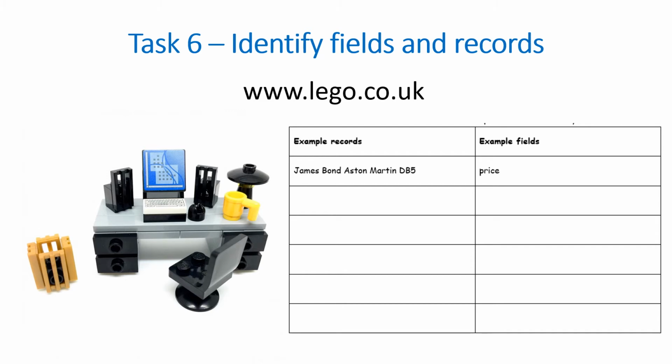So have a look at the website and try and complete the table. You've got 1, 2, 3, 4, 5 more to go. Try and mix it up as well with the fields that you're choosing. Don't just do price for all of them. Have a look at different types of information that could be stored within that. That task may take you 10 or 15 minutes, so if you would like to pause this video and then resume once you've finished.